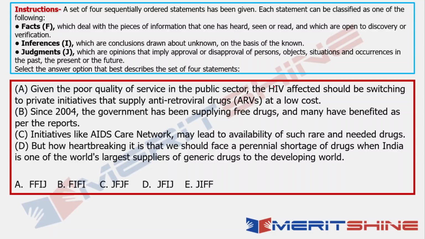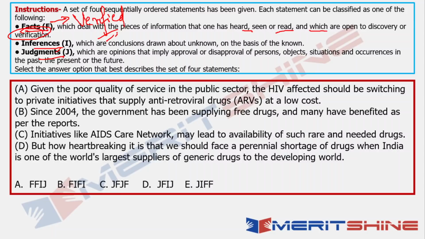This is an FIJ question, fact, inference, judgment question. Let's do it. So what does the instruction say? A set of 4 sequentially ordered statements has been given. Each can be classified as facts, inference or judgment. Facts is what? Which deals with pieces of information that one has heard, seen or read, which are open to discovery or verification. This is very important. So what is fact? Fact is something which can be verified. For example, anything that has been written somewhere, in this particular newspaper report, this has been said. Can it be verified? Yes, it can be verified. Go pick up that newspaper and see whether it has been written in there.